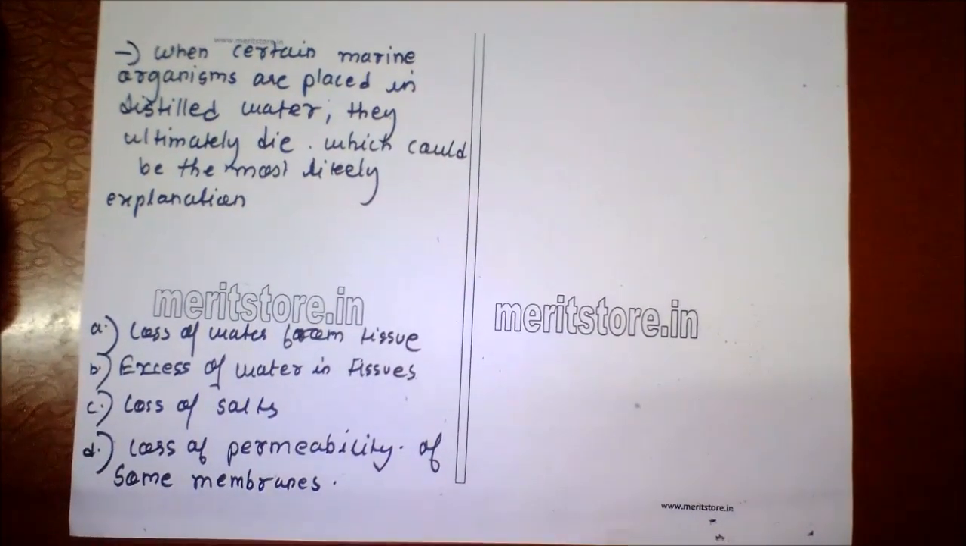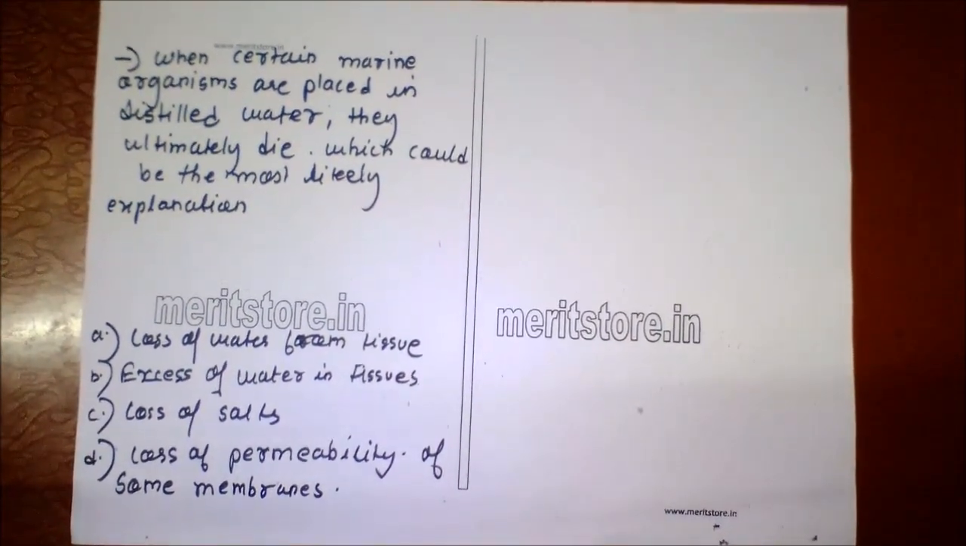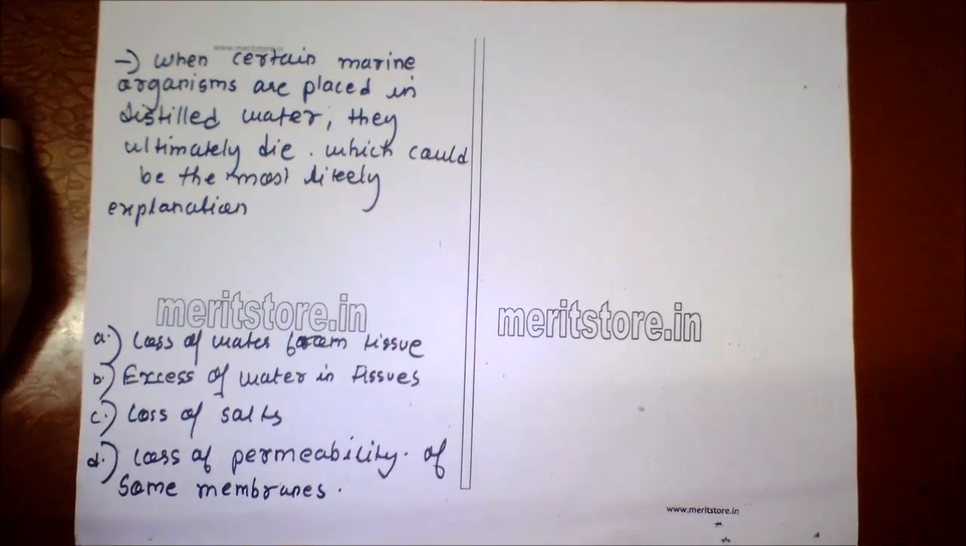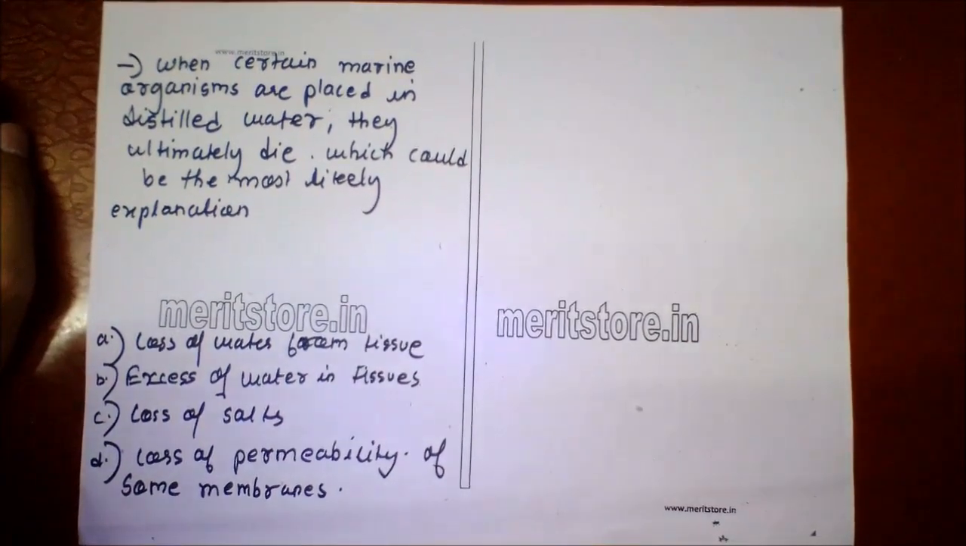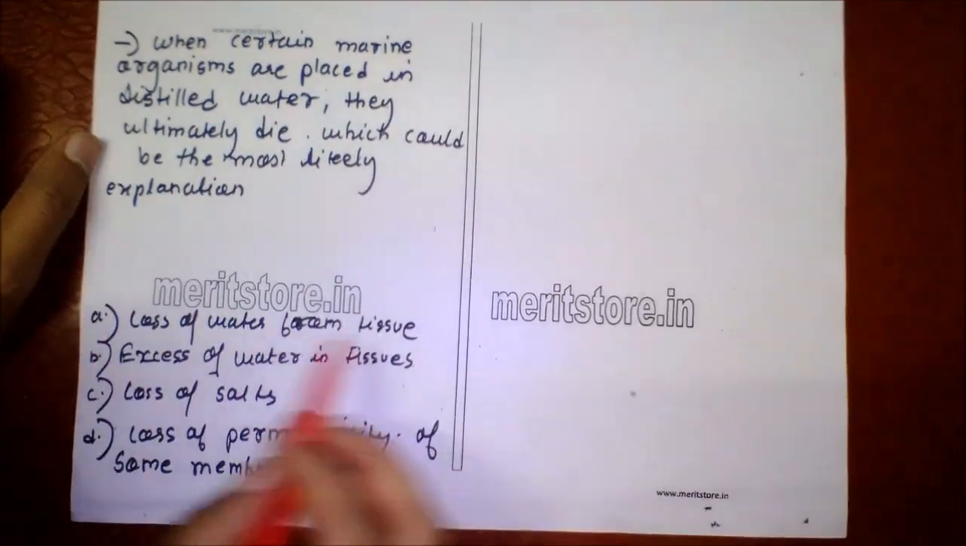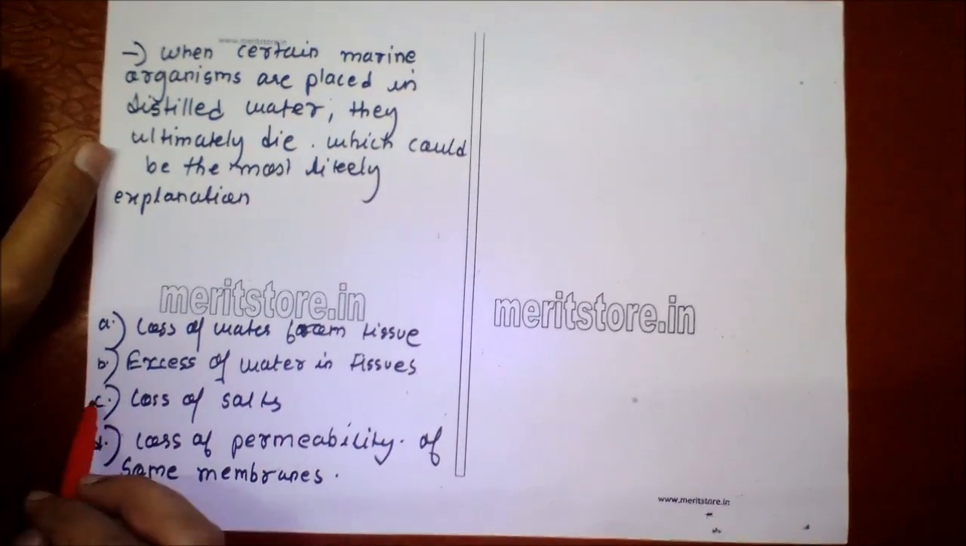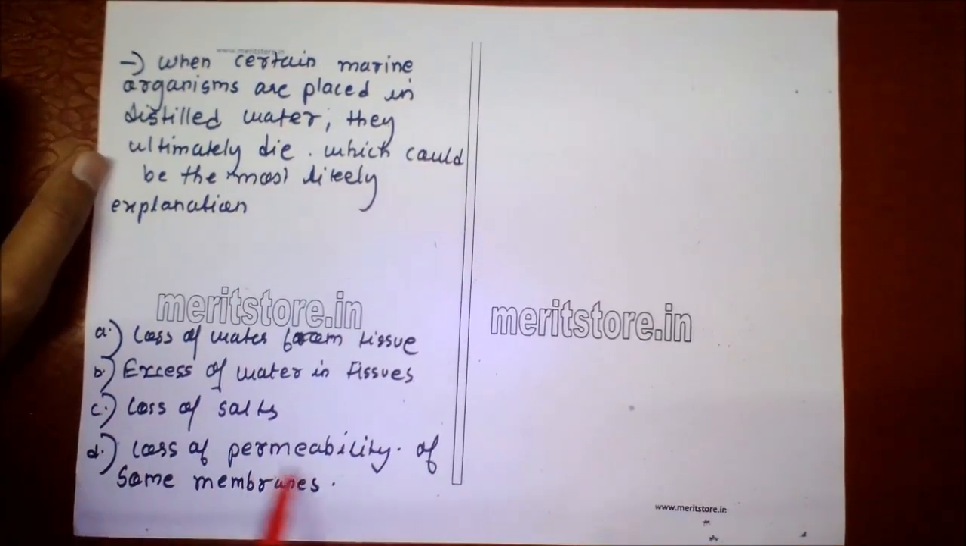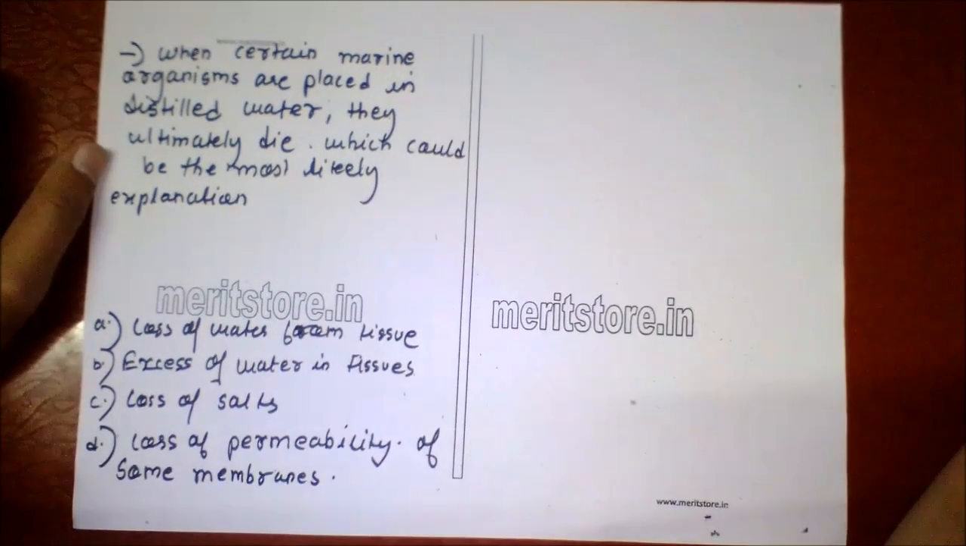When certain marine organisms are placed in distilled water, they ultimately die. Which could be the most likely explanation? A. Loss of water from tissue, B. Excess of water in tissue, C. Loss of salt, D. Loss of permeability of some membranes.